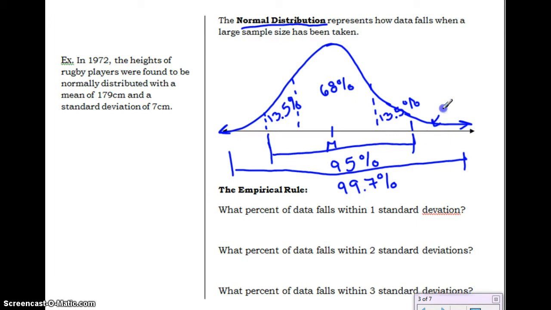It's about 2, super small. I have to draw an arrow there. I can't write it in there. About 2.35% chance that you're going to answer something that's out here on the side. So it's really, really small.